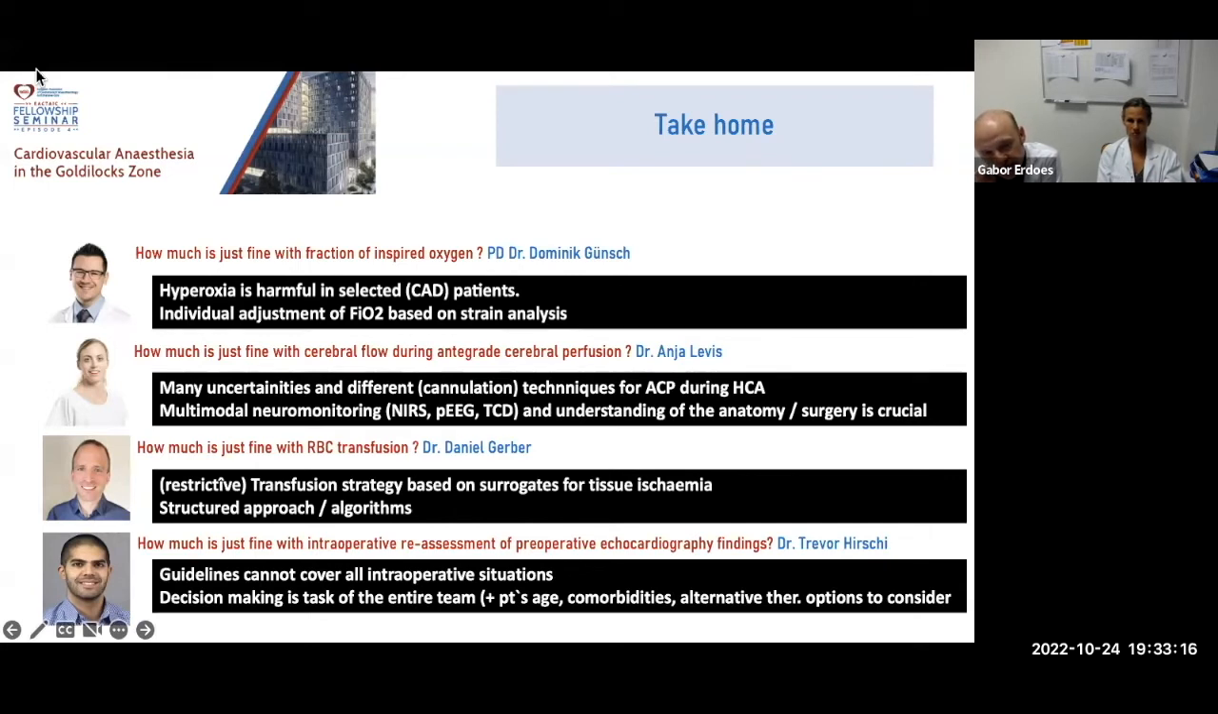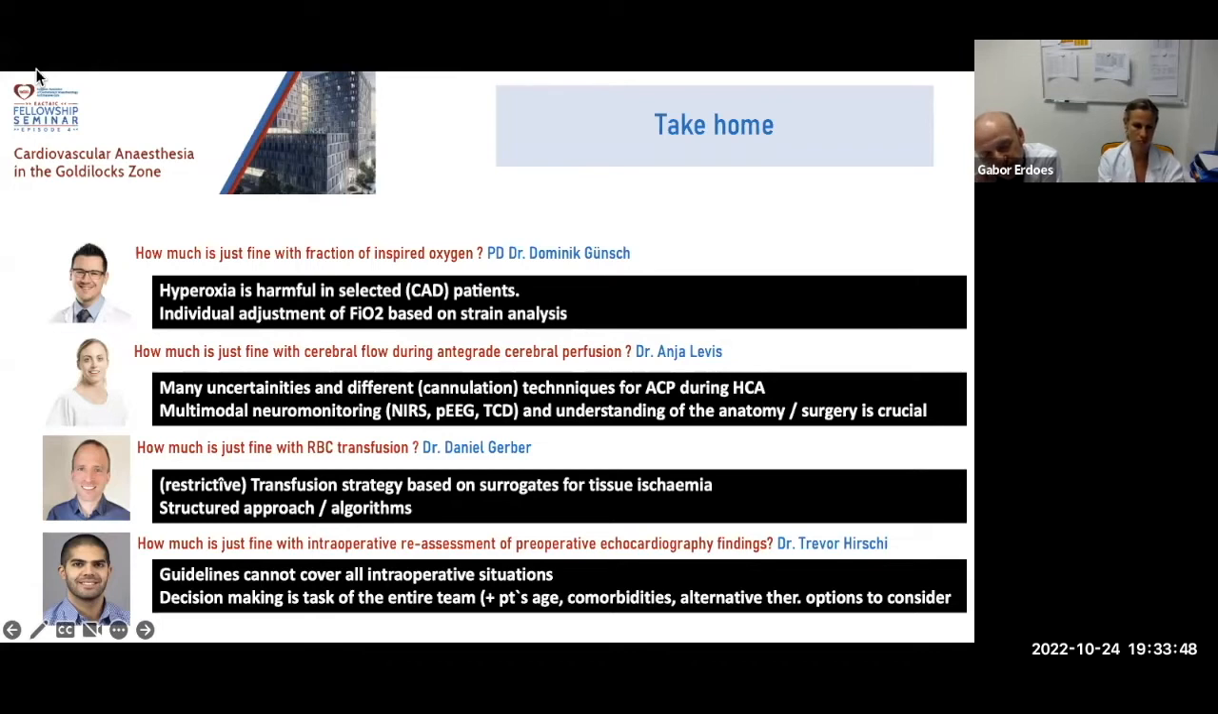Regarding RBC transfusion, Daniel could demonstrate that a restrictive transfusion strategy is not inferior to a liberal transfusion strategy, and that there are clear triggers for transfusion, for tissue ischemia monitoring, and that it is very important to use a structured approach with algorithms.